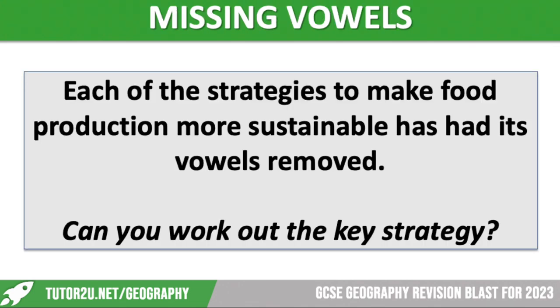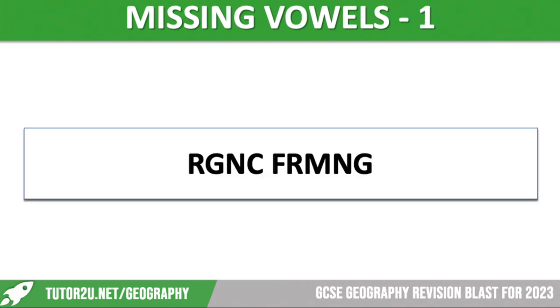Right, we are now thinking about how to make food production more sustainable. So we're going to do a round of missing vowels this time. So each of the strategies used to make food production more sustainable has had its vowels taken out. So you just need to have a look at them and try and work out the key strategies. Okay, it's our first one.